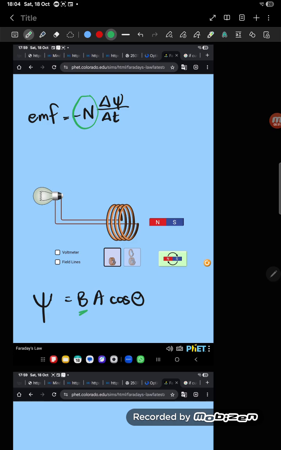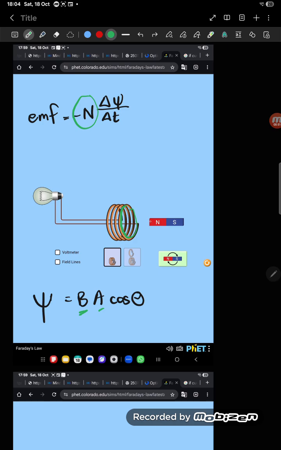And the area of that coil, because if I've got spaghetti strings and I can put them through, I can get more in if this coil was very, very big. So the area, and then cos theta. Where does this cos theta come from? Well, it's the angle between the magnet.